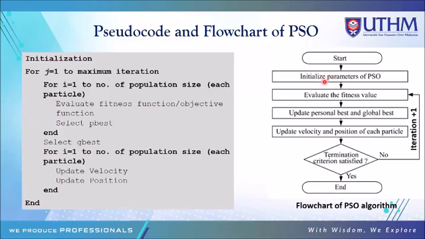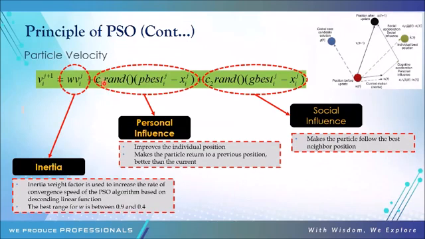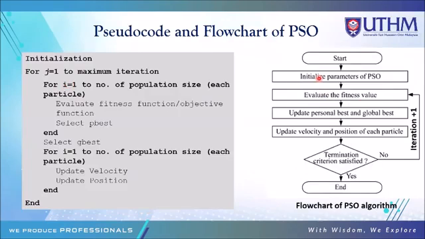We need to initialize the PSO parameters. In this case, we have the initial weight factor and the acceleration coefficients, C1 and C2 from the previous slide. We need to determine the values for W, C1, and C2. That's the meaning of initializing parameters. The question is, what is the best parameter to set for the PSO algorithm?